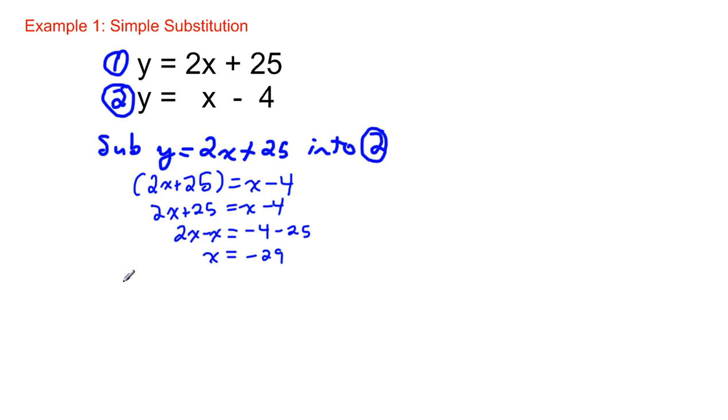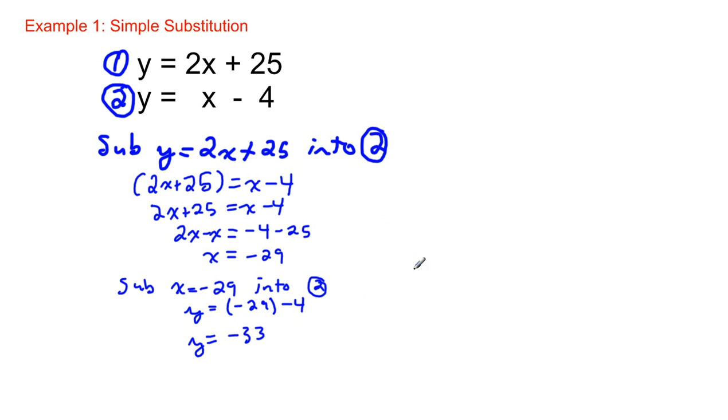So I am now going to sub x equals negative 29 into equation 2, and I'm going to get y equals negative 29 minus 4, and you'll notice that I substituted the x into parentheses once again to make sure that if there was a coefficient there, I would multiply that in. So it's going to give me y equals negative 33.